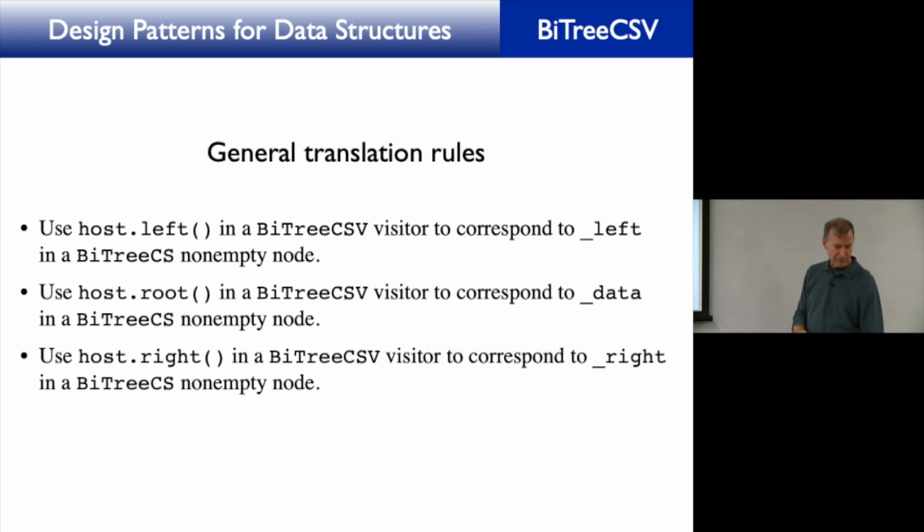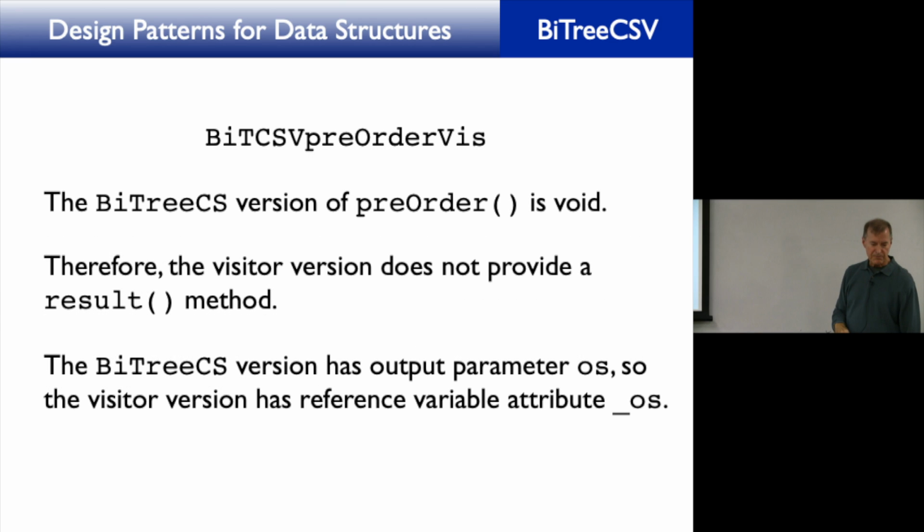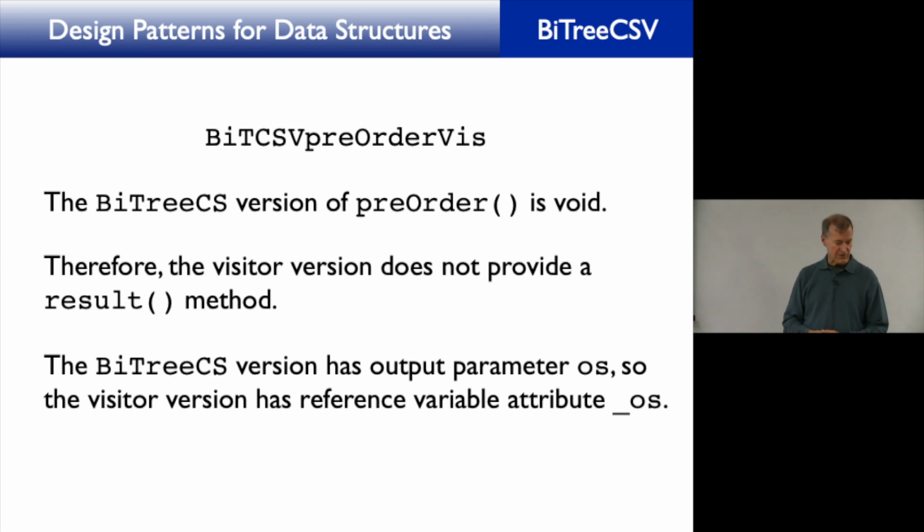Okay, so let's do preorder. Here's the BiTree CSV preorder visitor. The BiTree CS version is void, so we don't have to have that underscore return thing, right? Because it's void, the visitor does not provide a result method. The BiTree CS version has output parameter OS. Oh, this is getting back to that OS being passed as a parameter. So the visitor version has a reference variable attribute, underscore OS.